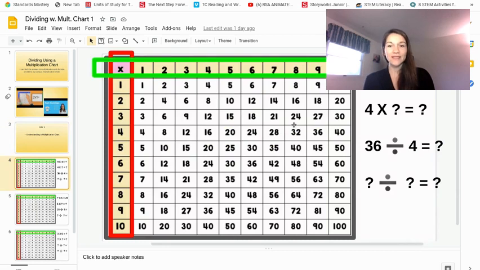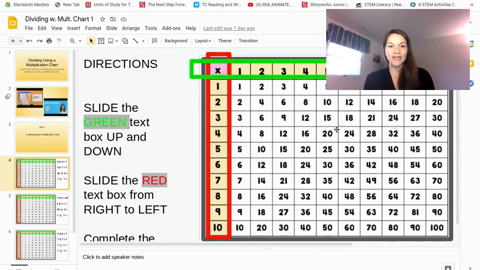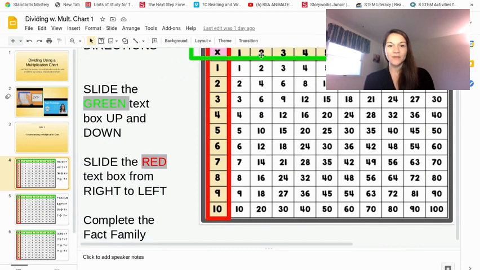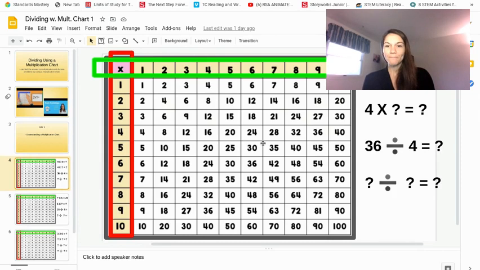Very important, when you get to this slide, the directions are over to the left. So do you see, I just kind of slid over when I got to slide 4 so I could see the directions. They say that you're going to slide the green bar up and down, and then the red one left to right to complete the fact families. So your fact family equations are over here to the right, and you are going to click and edit the question mark to find your answer.